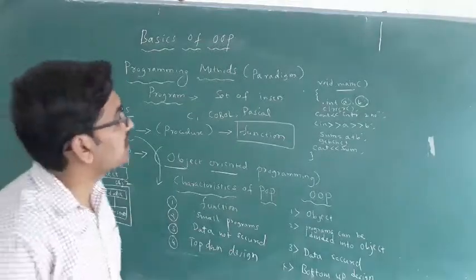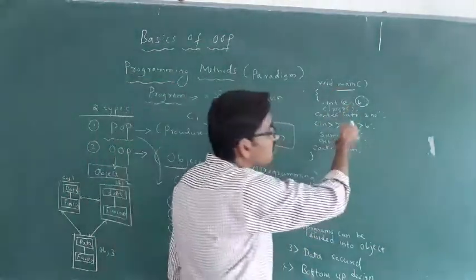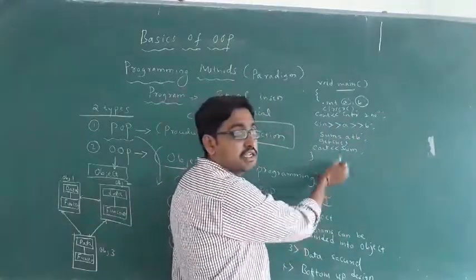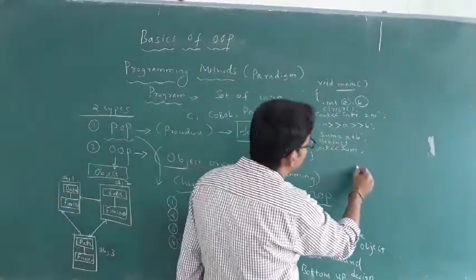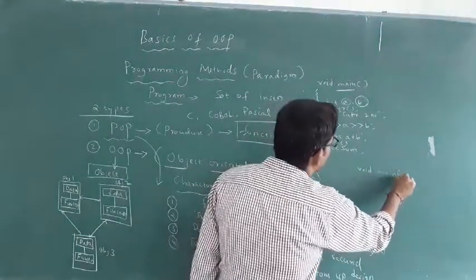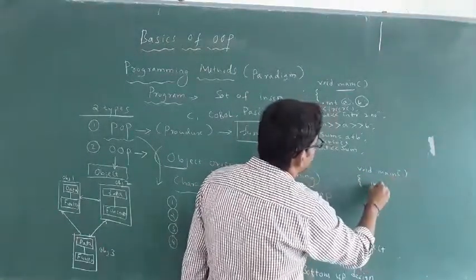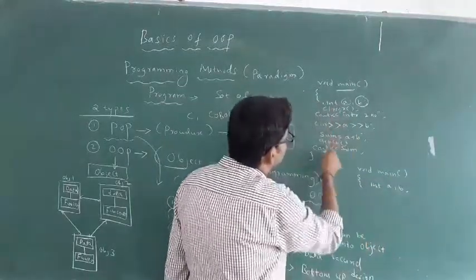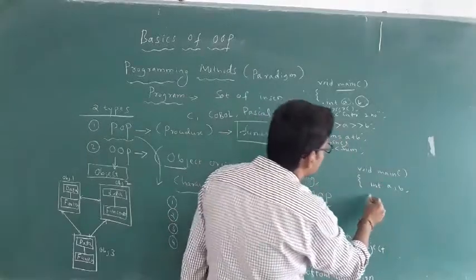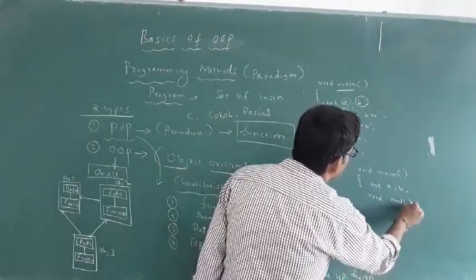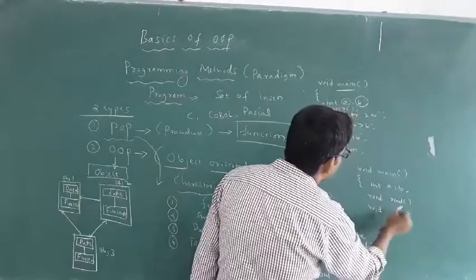For example, I am writing here. See, this is a procedure oriented programming language. Instead of that, here I am writing the object oriented programming. How to write the object oriented programming language? Void main. Here I am writing a, b. Then instead of all these, I am using functions here. Void read, void calculate.